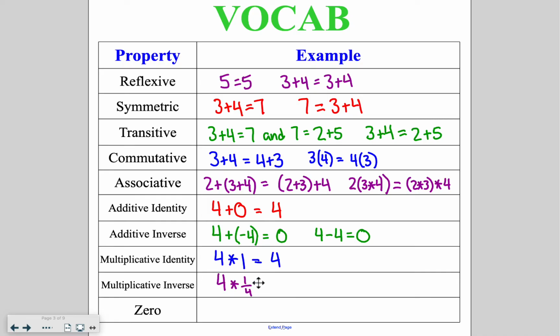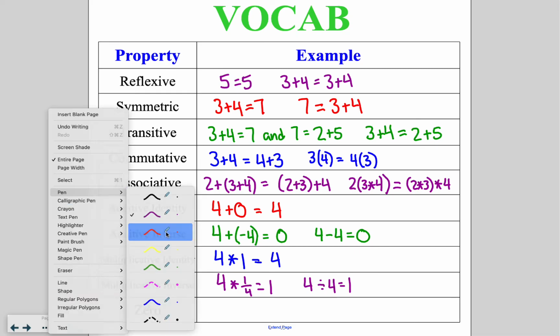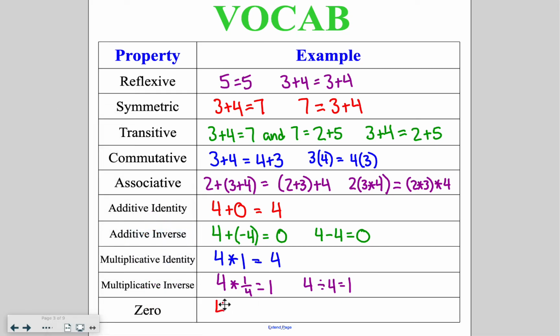So 4 times 1/4 is equal to 1. Again, you can think of that as the reverse operation. 4 divided by 4 is going to give you 1. Multiplication also has one more bonus property, and that is the zero property, which says that any number times 0 is going to give you a quantity of 0.